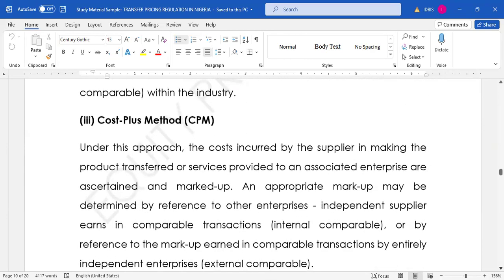Cost plus method. In the cost plus method, if A wants to transfer goods to B, for A to determine the transfer price, A will consider the cost of the good and add his own profit margin. His profit margin depends on the cost he added. It can be 20% of the cost, 10% of the cost. It depends on who is responsible.